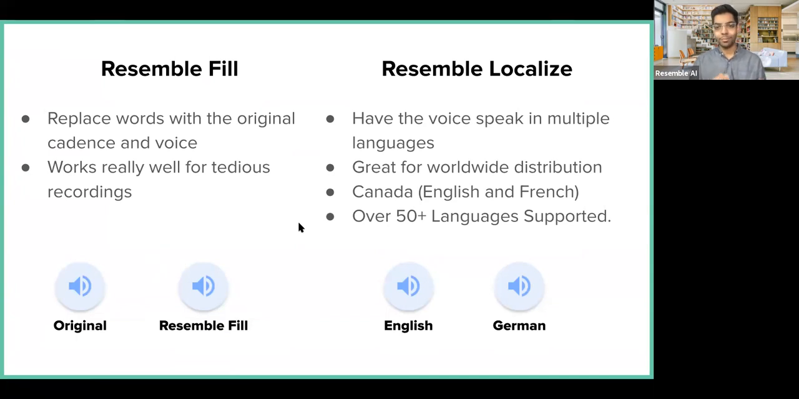So you can add in a couple of words there to customize it. You can add in business hours, and so on. And now we also have Resemble Localize, and that's the ability for multilingual support. So you can have the voice speaking in multiple languages, which is great for worldwide adoption. Here in Canada, we have English and French as most of the languages of the content that we record in. So this is great for recording in English and then having the French version generated, or vice versa. And we are able to support over 50 languages.